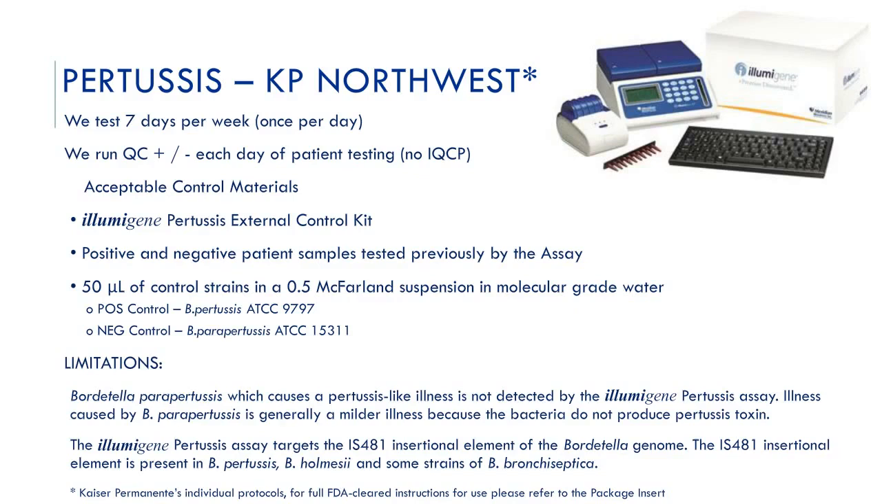Now, as far as acceptable control materials, there's a variety you can use to do your QC testing. There's the illumigene pertussis external control kit that you can get from the manufacturer. You can also use positive and negative patient samples that have been previously tested on the assay. You can also use ATCC control strains. And what we do is we use 50 microliters of our control strains that we've made up into a 0.5 McFarland suspension in molecular grade water. For the positive control, we use a Bordetella pertussis ATCC strain. And for our negative control, we use a Bordetella parapertussis ATCC strain.